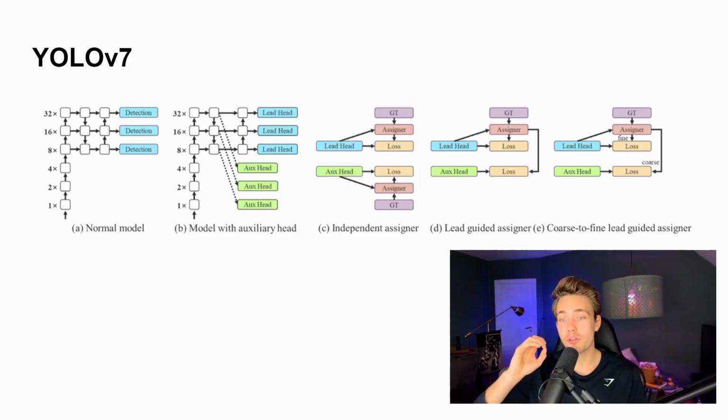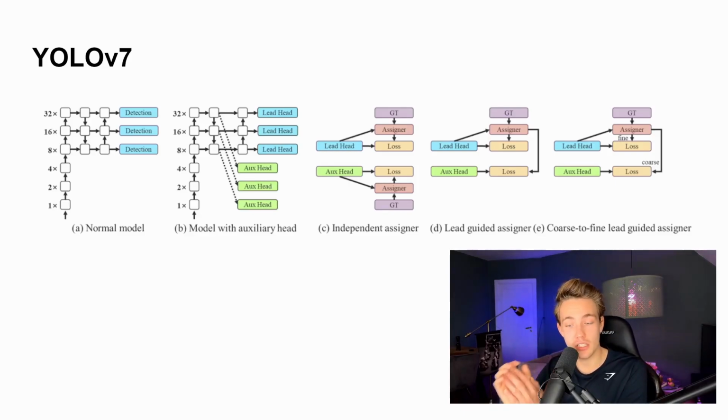So the last thing here that we're going to talk about is something called the auxiliary head coarse-to-fine. So this is basically the one that we can see out here to the right. So we have this E here. So we have the coarse-to-fine lead guided assigner, which is basically when we're doing our final predictions for the network. It is really far down in the network, so downstream in the network. So it would actually be the last layers of a neural network where we actually do the predictions.